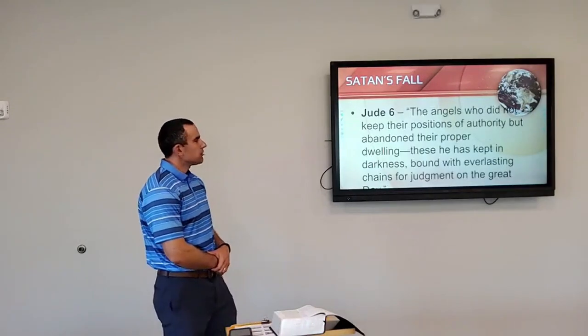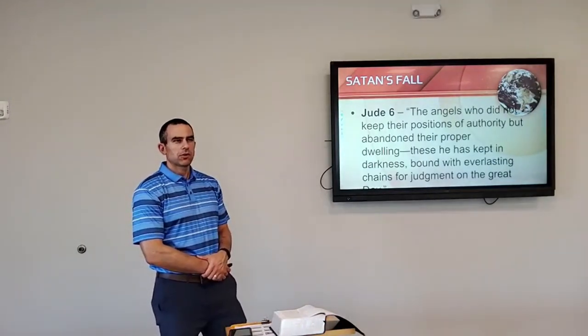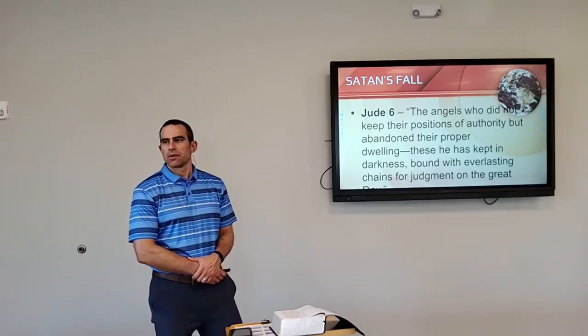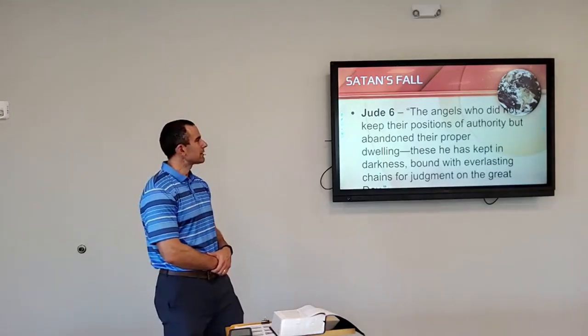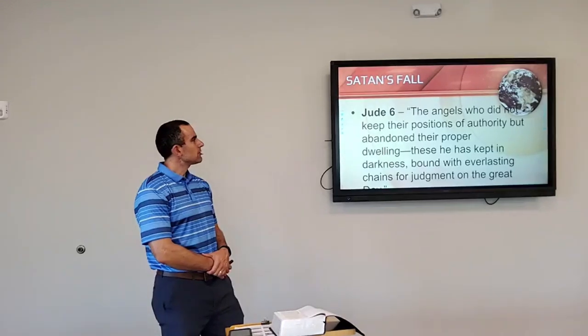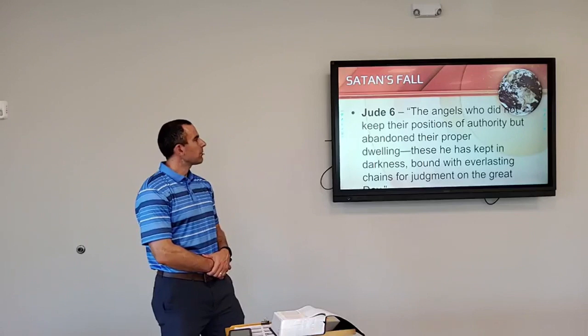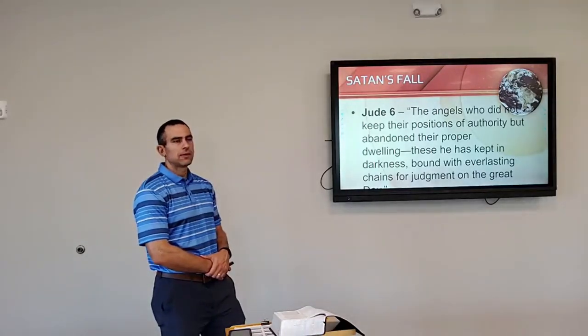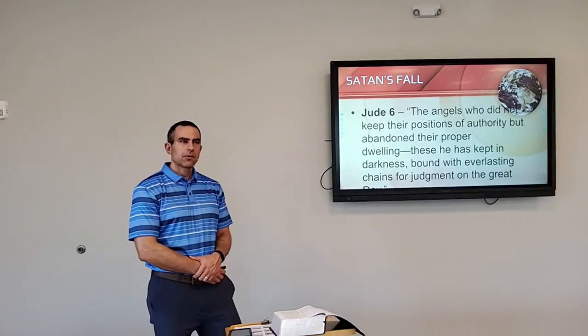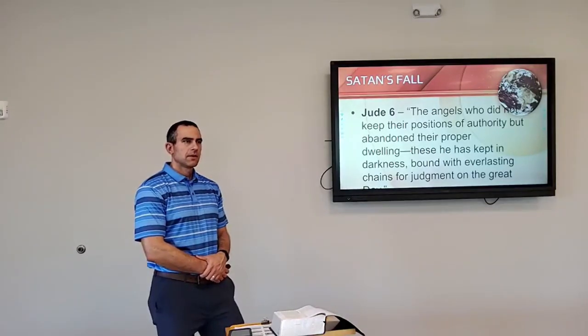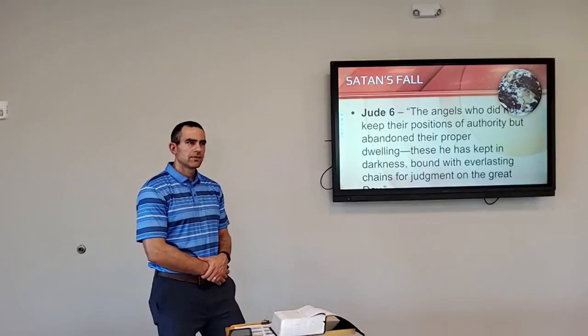All right? Jude, that's one, the little book right before Revelation at the end of the Bible. It doesn't even have chapters, it just has verses. Jude, verse 6. Says the angels who did not keep their positions of authority, but abandoned their proper dwelling, these he has kept in darkness, bound with everlasting chains for judgment on the great day. Sounds similar to what 2 Peter says, right? This maybe adds a little bit more.